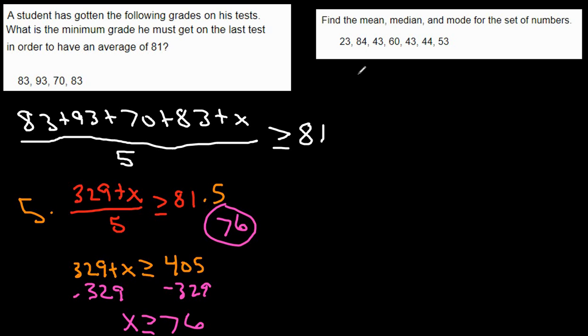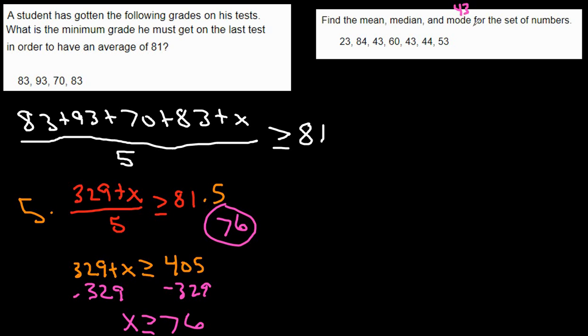The next one, we're going to find the mean, median, and mode. The mode is the number that comes up the most. And if they're all the same or they all just show up one time, we would say it's no mode, but there's 43 that comes up twice, and that would be the most. So that would be the mode, 43.